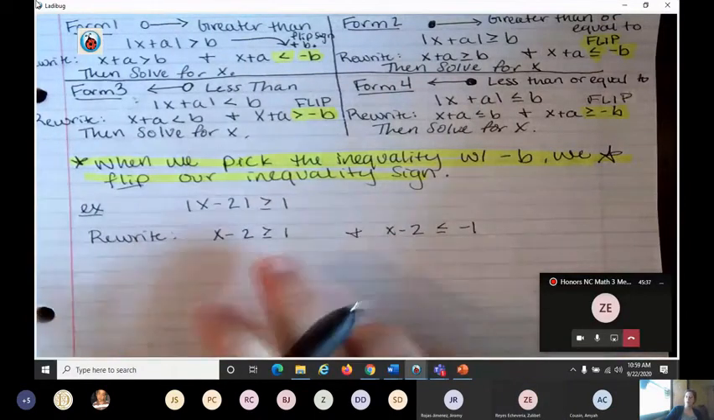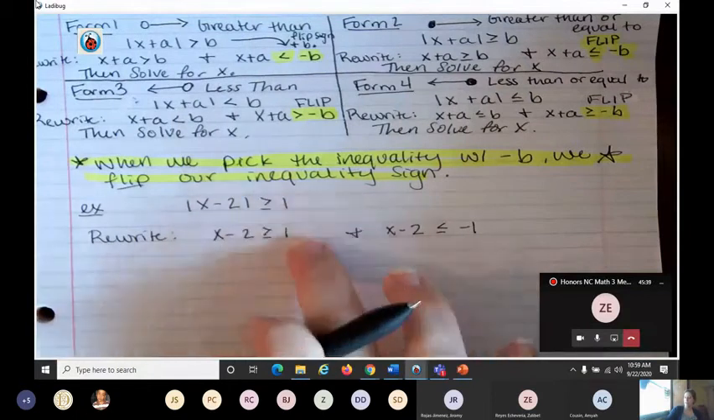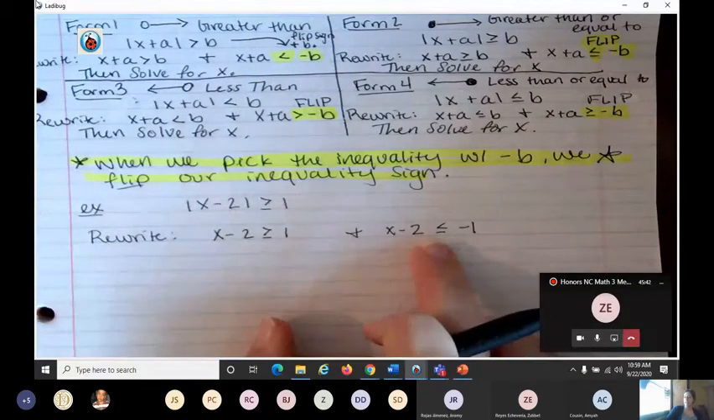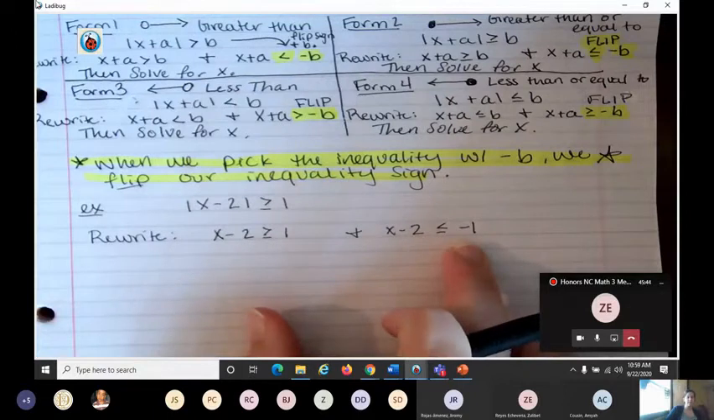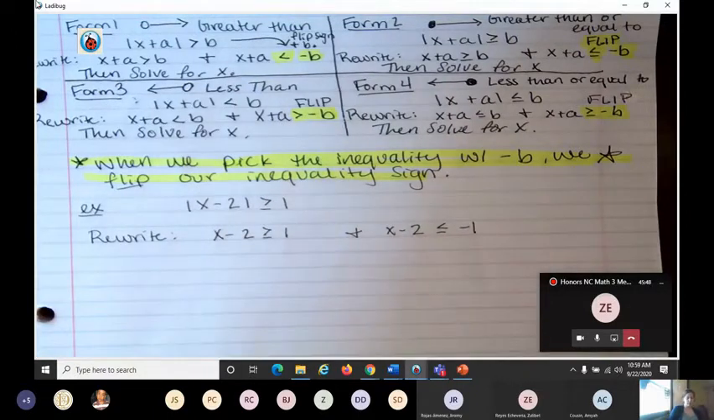Okay. We have one with a greater than or equal to. We kept the sign of the 1. We flip the sign here, and then we move this to negative 1. Okay. The next step is to solve for x.